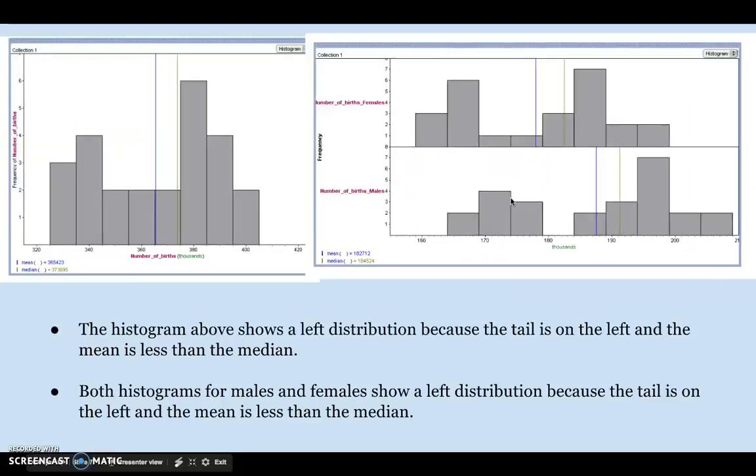And here is the histogram for number of births and these two strata. For all three of them, we see that they show a left-skewed distribution, because the tail for all of them is on the left, and the mean is less than the median in all three of them.